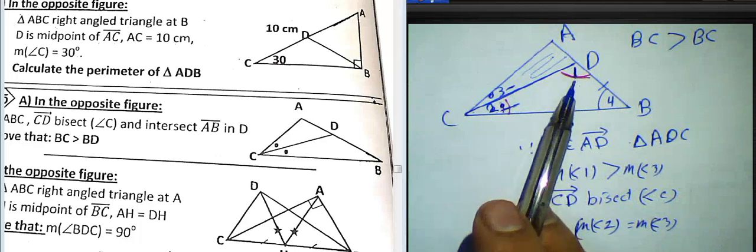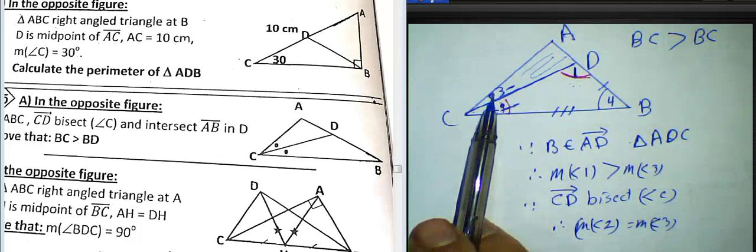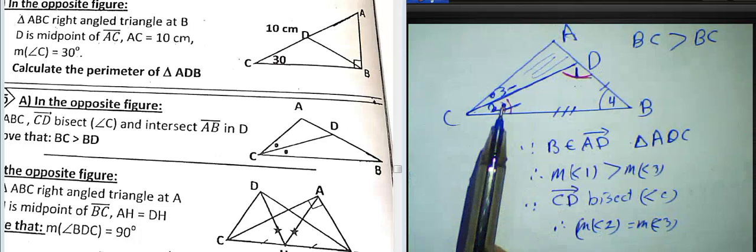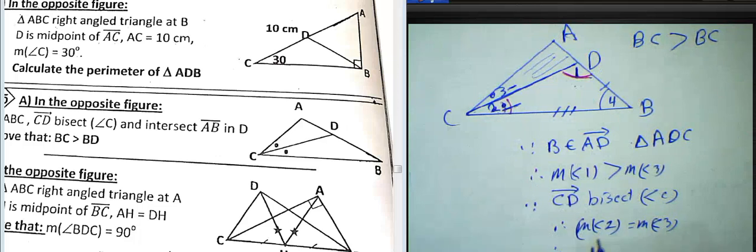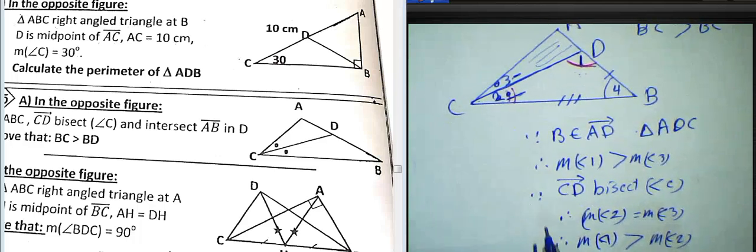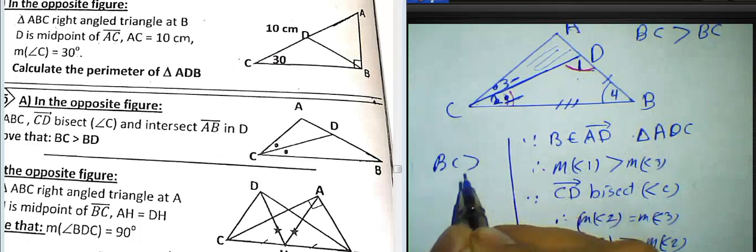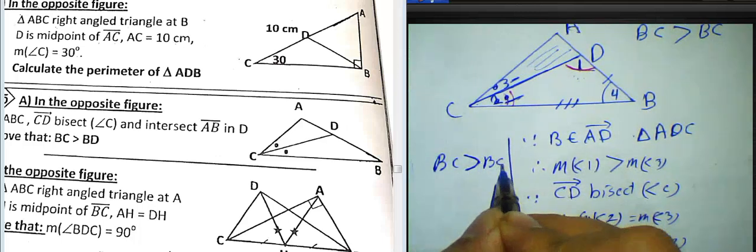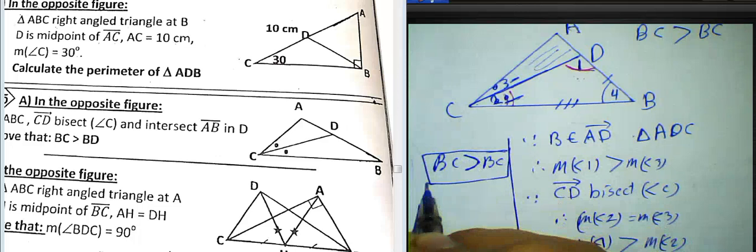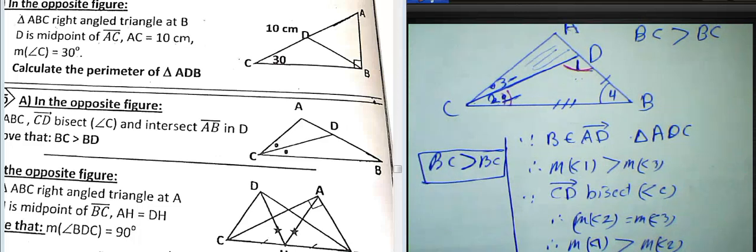And we prove that the measure of angle 1 is greater than the measure of angle 3, then the measure of angle 1 is greater than the measure of angle 2. Then we prove that CB will be greater than DB. This is the answer to this question.